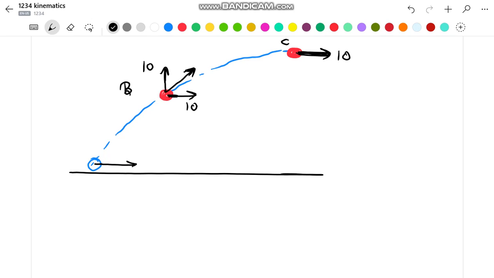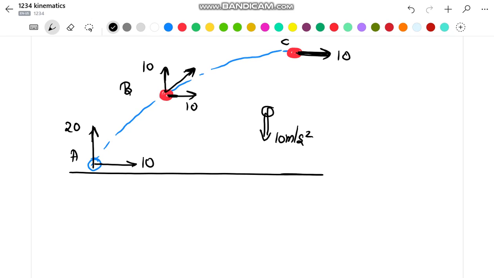Similarly, at point A the x component of its velocity will be equal to 10, and since the time taken in the y direction to travel from A to C is 2 seconds, the y component of its initial velocity at point A was 20 meter per second, because acceleration due to gravity is 10 meter per second square downwards. If the time taken to travel from A to C is 2 seconds, its initial velocity in the y direction has to be 20, since the speed will reduce from 20 to 10 in 1 second and again from 10 to 0 in another 1 second.